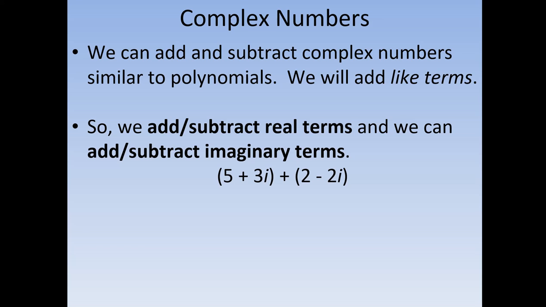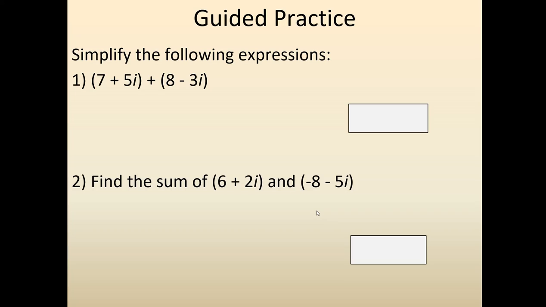So if we take those two examples that we had before, 5 plus 3i, and we add it to 2 minus 2i, we're going to add the real terms, which are the 5 and the 2, to get 5 plus 2. And then we add the imaginary terms, the 3i and the minus 2i. So this becomes 3 minus 2i. 5 plus 2 is 7. 3 minus 2 is 1. So I end up getting 7 plus i. And that's pretty much it. So here are the first two. Pause video, work it yourself, and we'll go over it in a second.